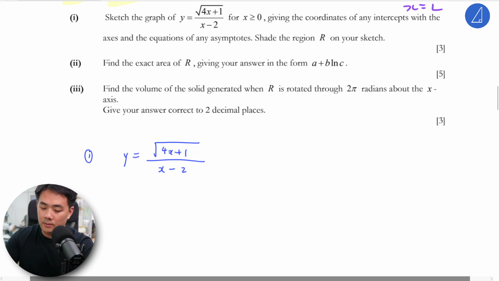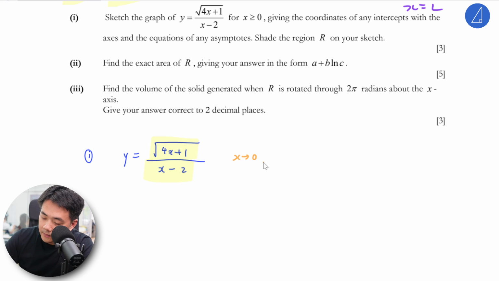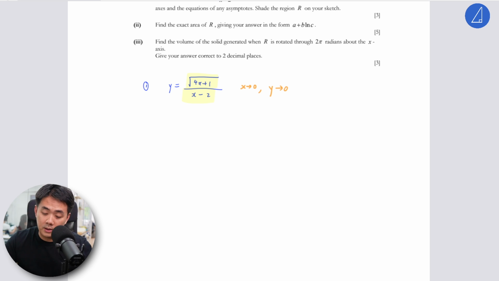Okay, so I think that because the degree on top is smaller than the denominator, it's a root, right? The degree is smaller. So basically, when x goes to infinity, the top will be much smaller than the denominator. So y goes to 0. Okay, so y equals 0 is actually a horizontal asymptote. That's how you assess. Then you just plot the graph.